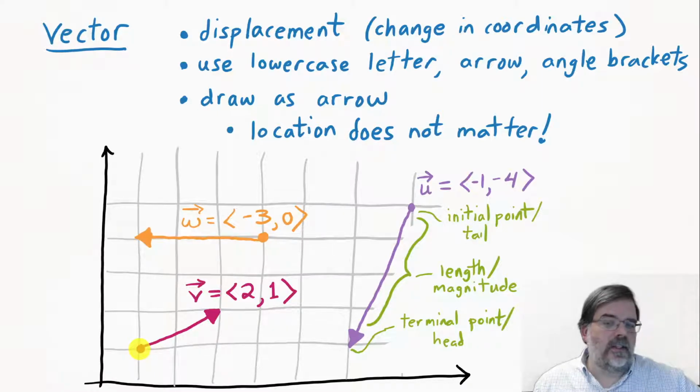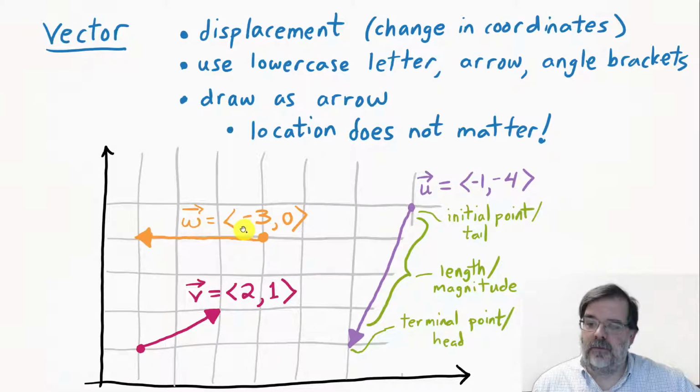Now, it's really important to keep in mind the location of a vector does not matter. A vector can start at any point you wish. It just means starting from that point, you'll move over in one direction along x and move in a direction along y. And of course, you can move in both positive and negative directions.